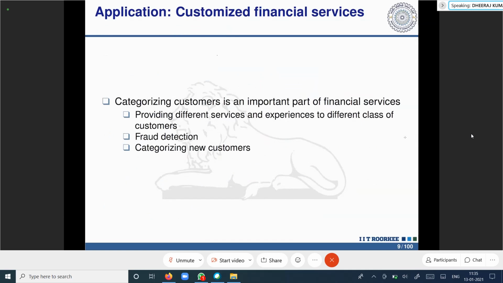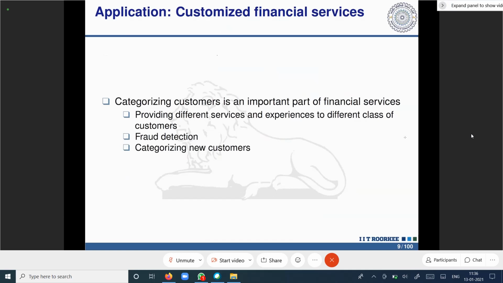Another one could be financial services, because all these banks provide several financial services. They tend to group their customers based on characteristics like average income, expenditure, credit score, and so on. So different services and experiences can be provided to different classes of customers. It can also be helpful in fraud detection, because if something lies outside the normal clusters, it could be an anomaly. And it is helpful in categorizing new customers.